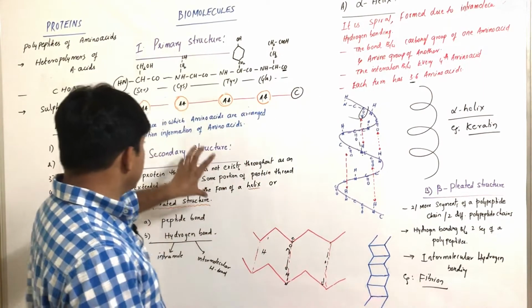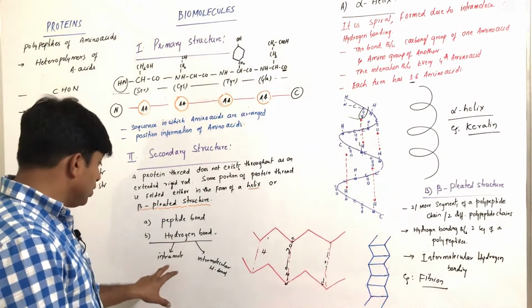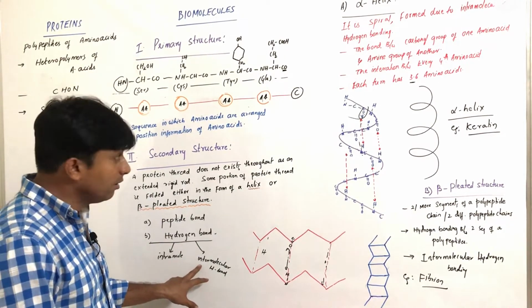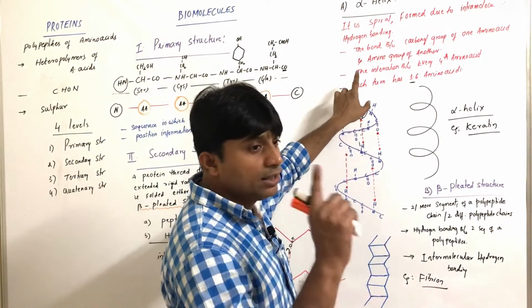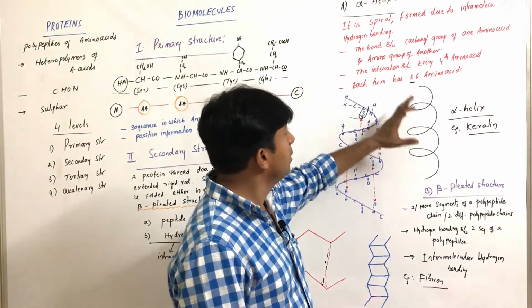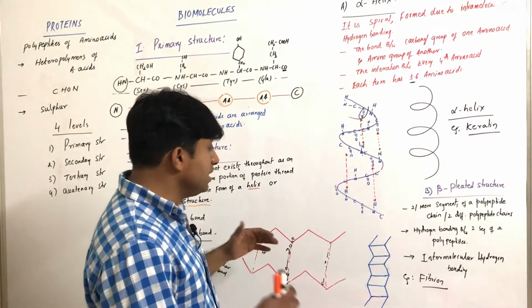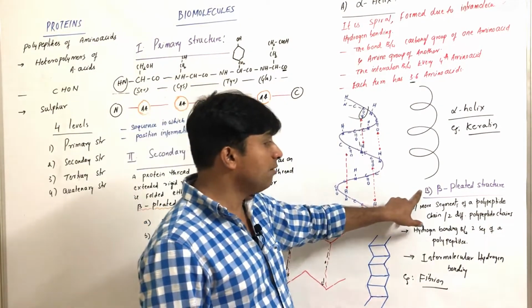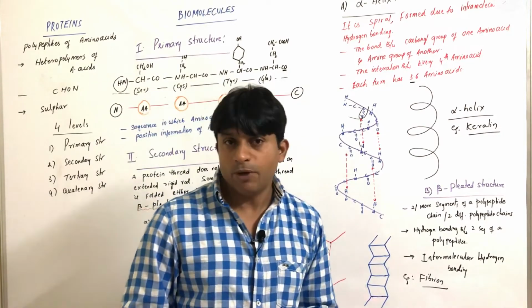So like this, the secondary structure is because of hydrogen bonding, which is intramolecular or intermolecular hydrogen bonding. If it is intramolecular hydrogen bonding, the protein becomes a spiral. It is a right-handed helix, which is the alpha helical structure, as in keratin, and because of intermolecular hydrogen bonding, it forms a beta pleated structure. An example is the protein fibroin. Okay.